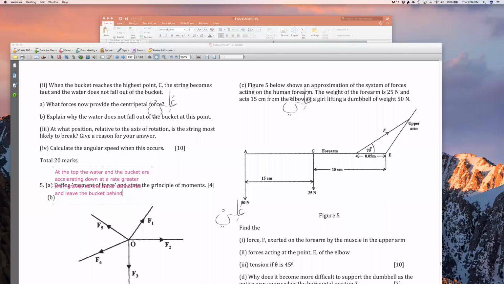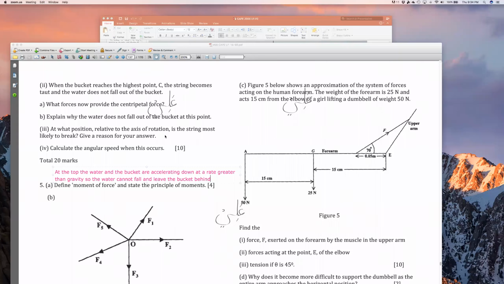That's what I would say would be a fair enough answer to this. All right, at the top, the water and the bucket accelerate now at a greater rate than gravity, so the water cannot fall and leave the bucket behind. So there's nothing to be able to pull that water at a rate greater than it's already accelerating. So that's why the water does not fall.